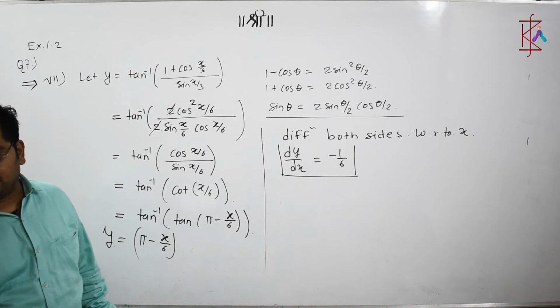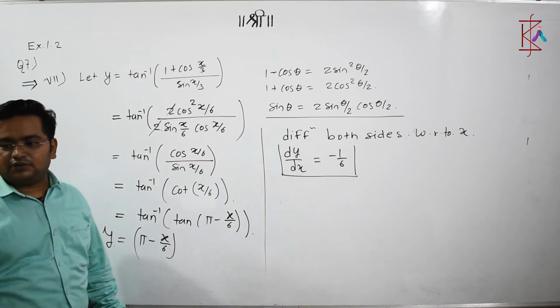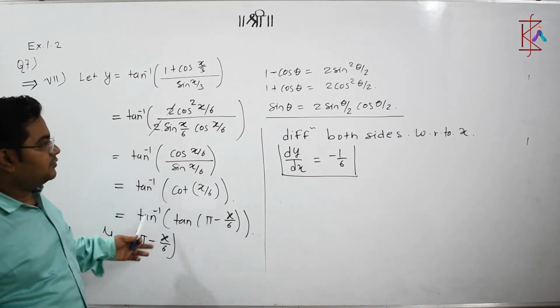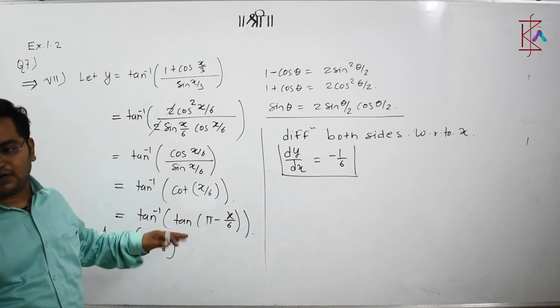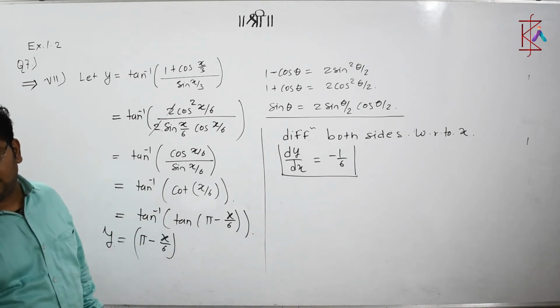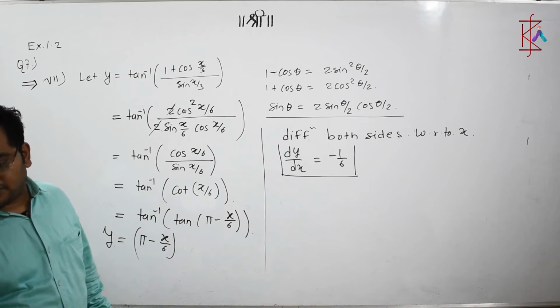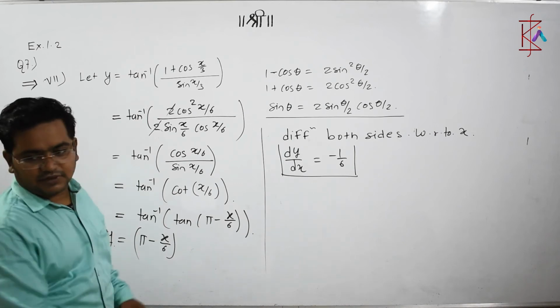Now next step, here is the next question, question number 8. Question number 8 is similar to this question. Again we need to simplify it, put that formula, and we can get our initial values. So I would like to move further to the next question, question number 9. Question number 9 says something like this.